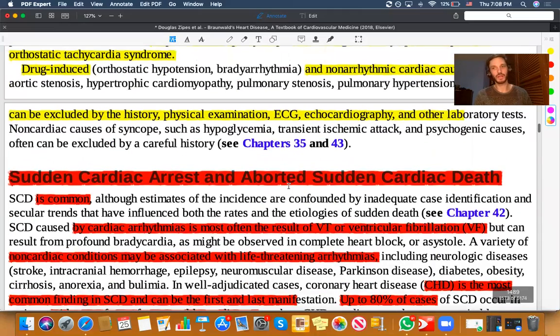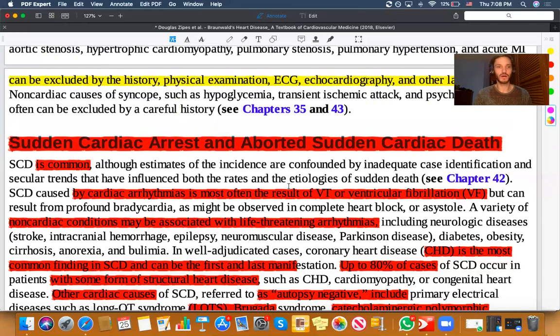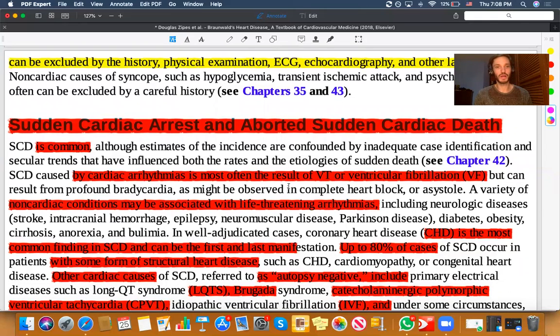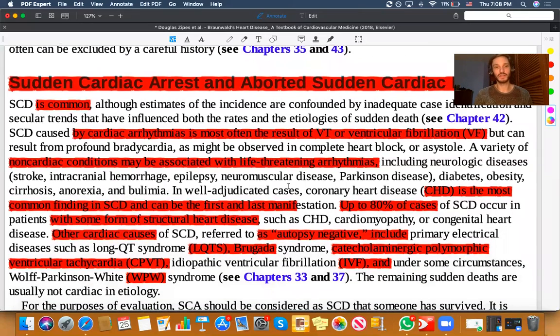Okay, laboratory tests. Now, sudden cardiac arrest and aborted sudden cardiac death. It is actually not that uncommon, usually produced by cardiac arrhythmias resulting in ventricular tachycardia or ventricular fibrillation. But you also have causes that are non-cardiac that might be associated with life-threatening arrhythmias, like what? Neurologic disease, diabetes, obesity, cirrhosis, anorexia, and bulimia.